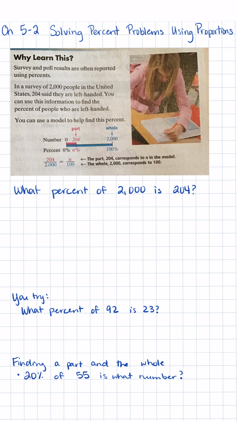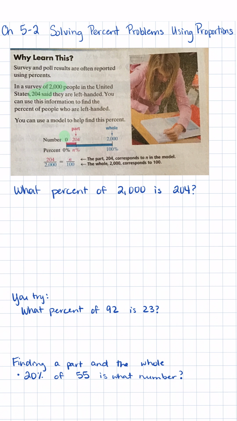Looking at this, survey and poll results are often reported using percents. If a survey of 2,000 people in the United States found that 204 said they are left-handed, you can use that information to find the percent of people who are left-handed. So let's look at this. You can use a model to help find the percent.